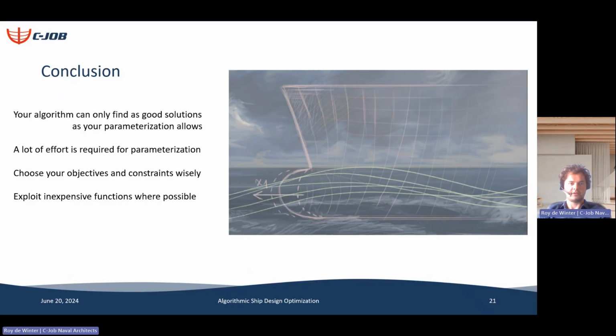So my conclusion for today is your algorithm can only find as good solutions as your parameters allow, and a lot of effort is required in setting up this parameterization. Then it's obviously important to choose your objectives and constraints wisely and exploit the inexpensive functions where possible.